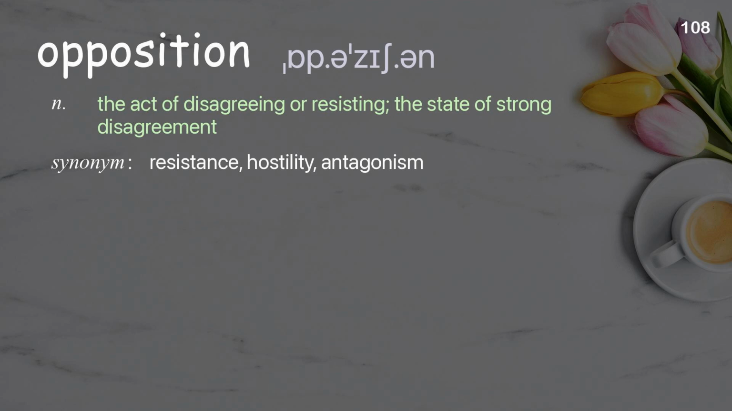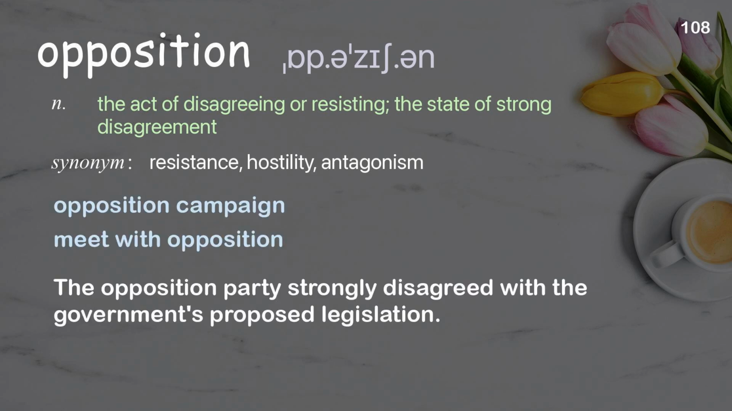Opposition. The act of disagreeing or resisting; the state of strong disagreement. Examples: opposition campaign, meet with opposition. The opposition party strongly disagreed with the government's proposed legislation.